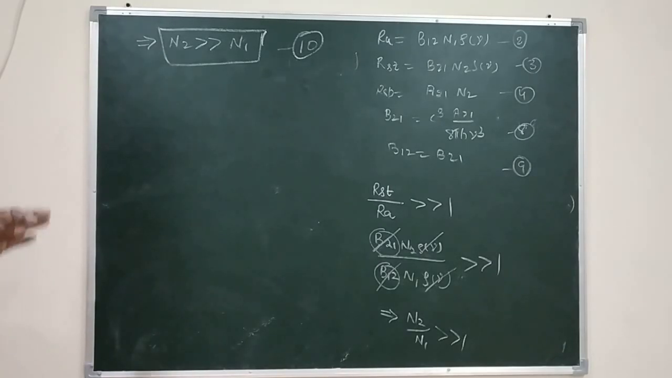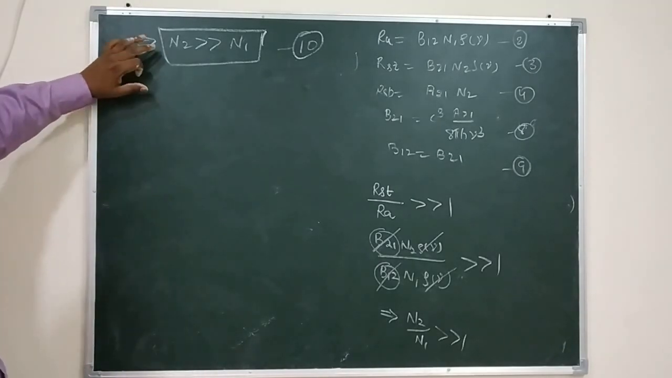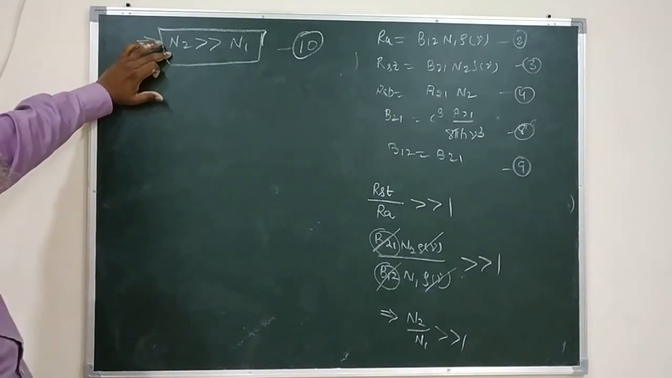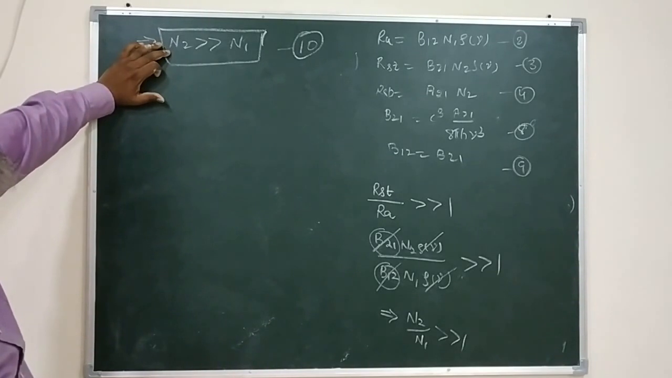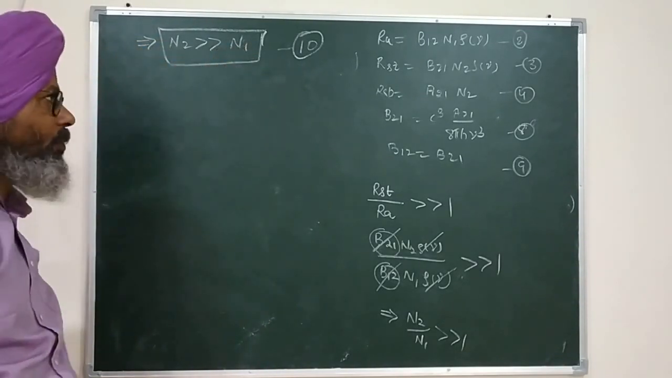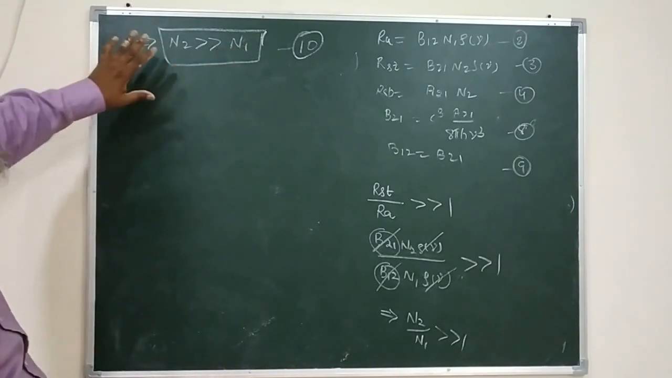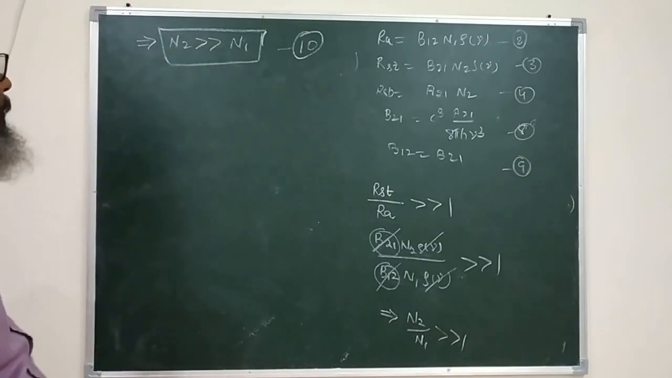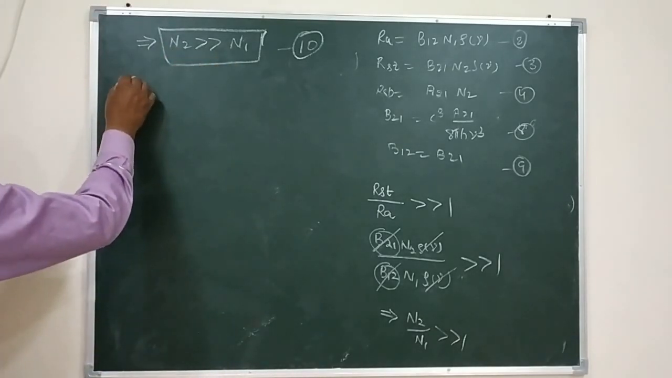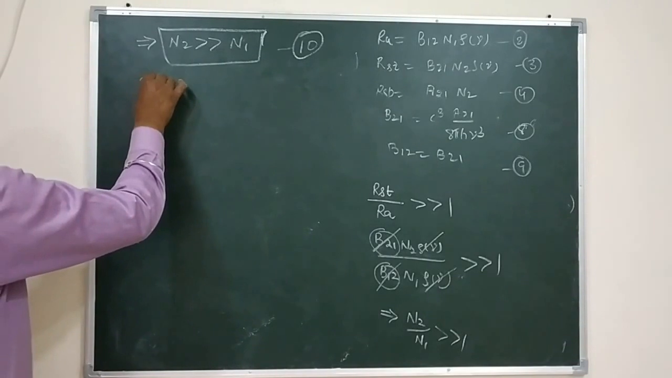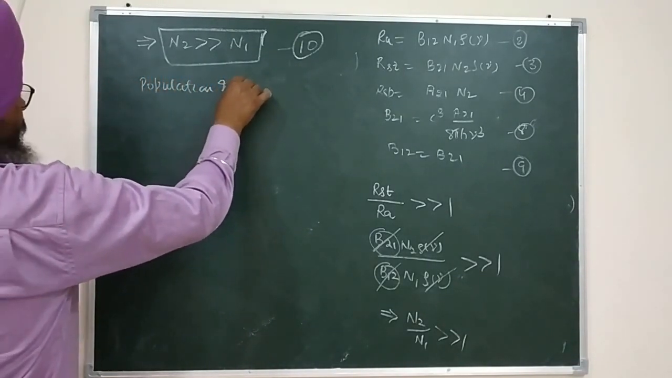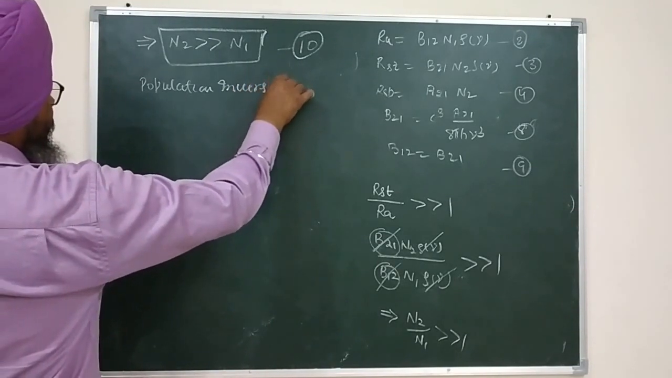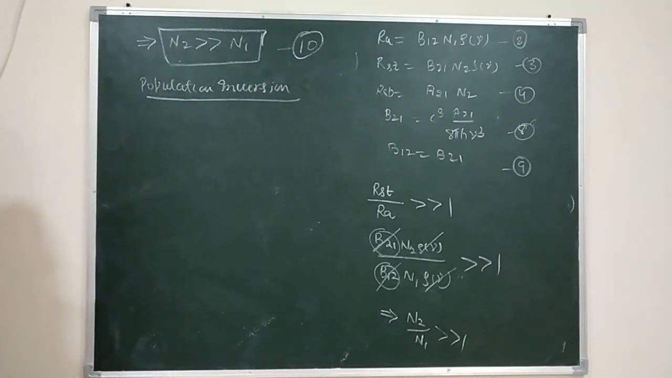So for that, you kindly remember, N2 is the total number of atoms per unit volume in the excited state, and N1 is the number of atoms per unit volume in the ground state. So I want N2 much greater than N1. Such a state of the material is called population inversion. This condition is called the population inversion condition.